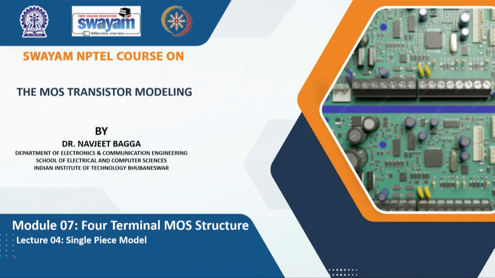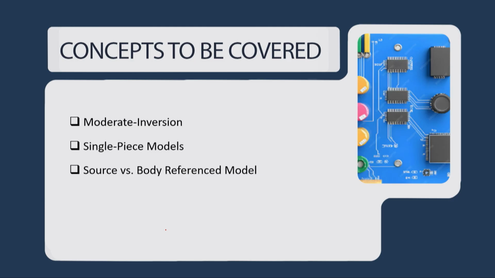We are in module 7, lecture number 4, single piece model. In this lecture, we will discuss whether we can define a single piece model which captures the effect of weak, strong and moderate inversion, because we know the modeling of moderate inversion is somewhat complex. We will also discuss the advantages and disadvantages of source versus body reference model.